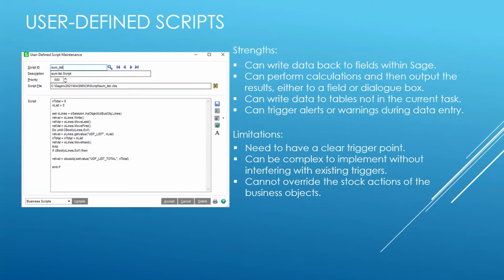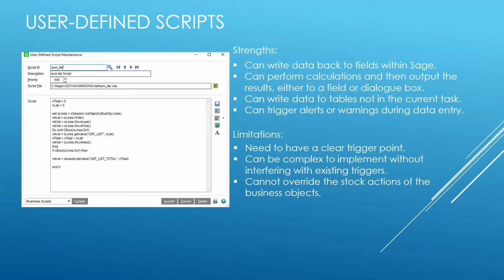What are they good for? Well, they can write back data to fields within Sage, something reports cannot do. They can perform calculations and then output the results either to a field or to a dialog box in a data entry task. They can write data to tables that are not even open in a current data task. So say you wanted to write back a value to an item when you made a change to it somewhere else, that's also possible. They can trigger alerts or warnings during data entry.